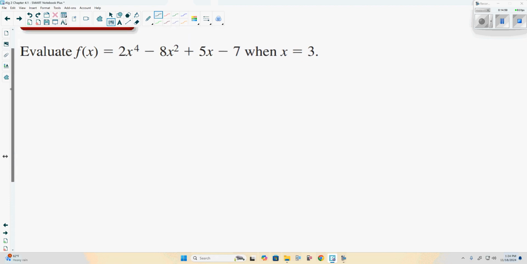Let's move on to the next part of this here. We want to evaluate f of x equals 2x to the fourth minus 8x squared plus 5x minus 7 when x is 3. So if we're evaluating this when x is 3, all that's telling us to do is replace every x with 3. Now you just need to plug this into the calculator if you want and simplify this here.